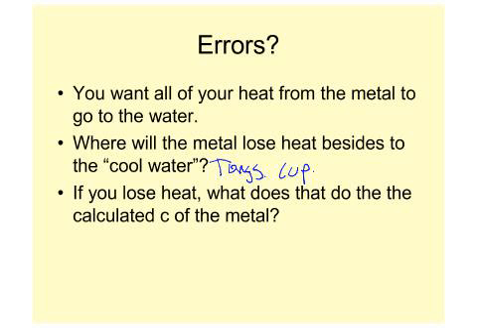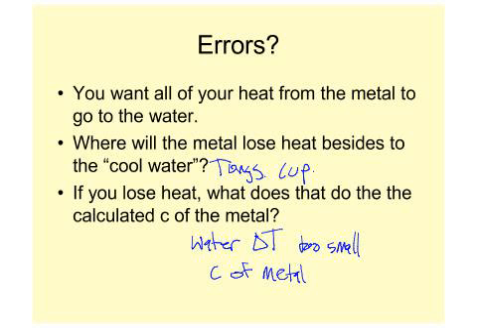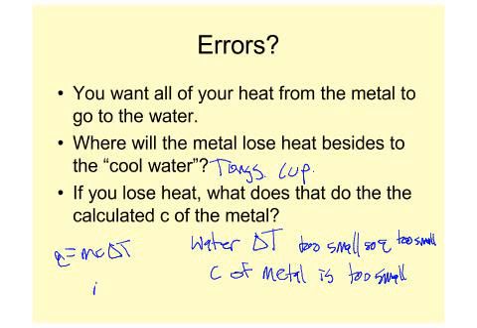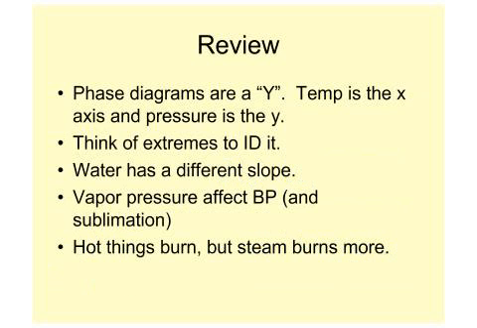If you lose heat, what does that do to the calculated C of the metal? If you lose heat, that means that the change in temperature of the water will be too small. So it's going to look like not as much heat transferred. So change in temperature is too small, so Q is too small. So when I look at it in terms of the metal, Q equals mc delta T. This is for the metal. If Q is too small, that would mean that C would be too small.